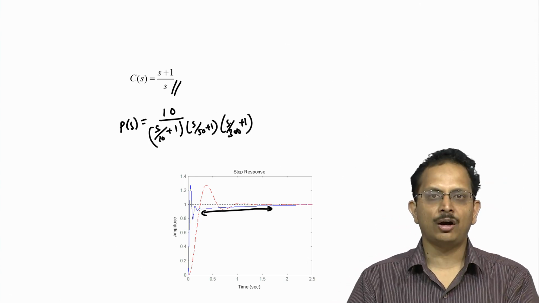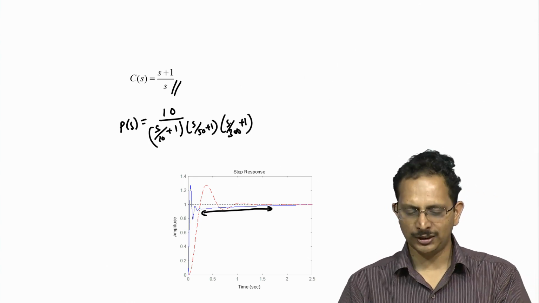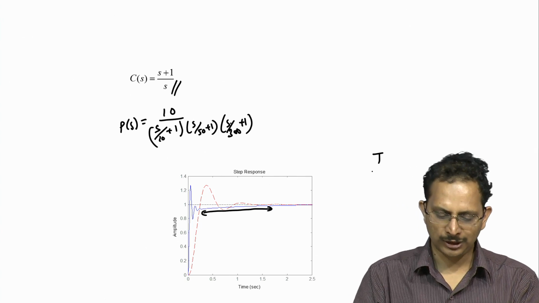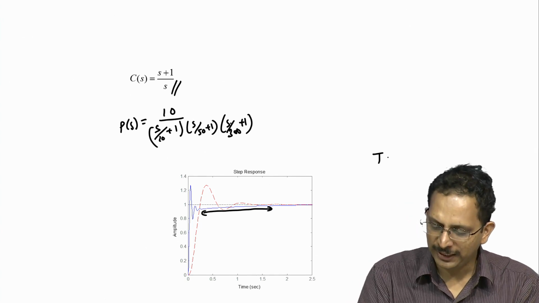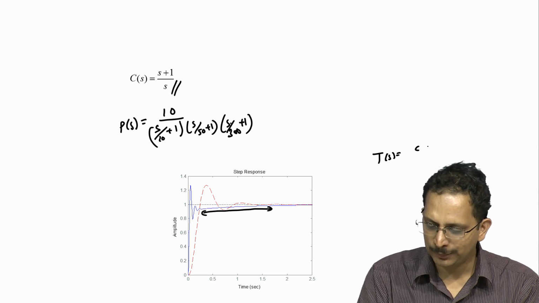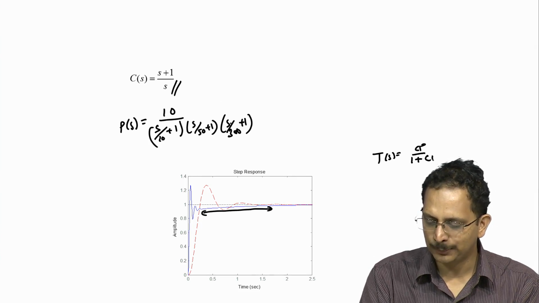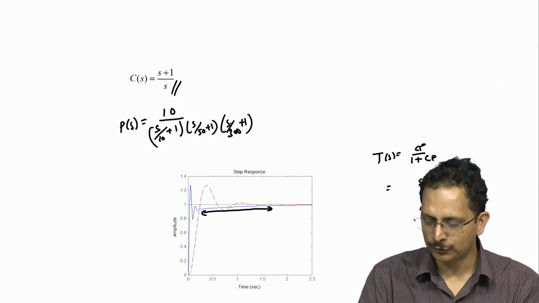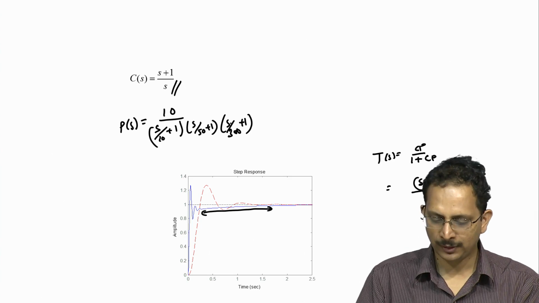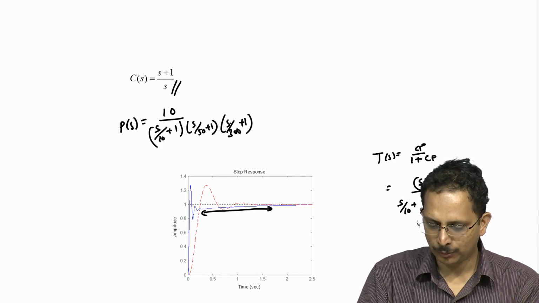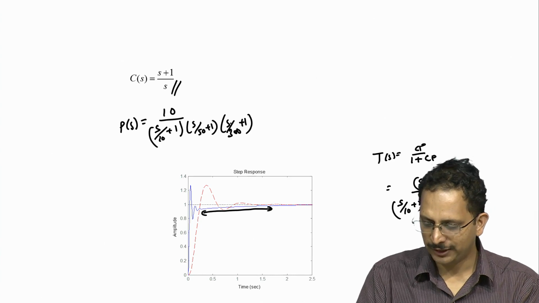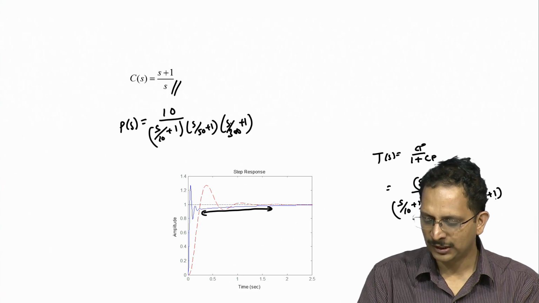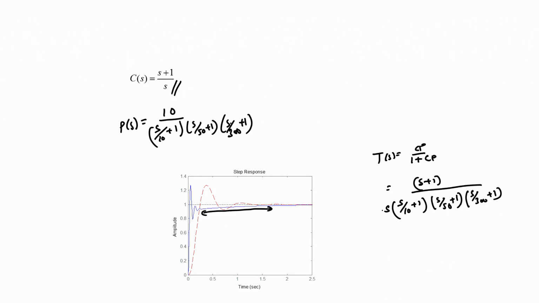So, if this is the controller that we are using and this is the plant transfer function, then the overall transmission function whose step response we are plotting here is given by T(s) = CP/(1+CP), and if one were to simplify this, one would get this to be equal to (s+1)/((s/10+1)(s/50+1)(s/500+1)). So, these are all the plant poles times s, which is the controller pole, plus s plus 1.